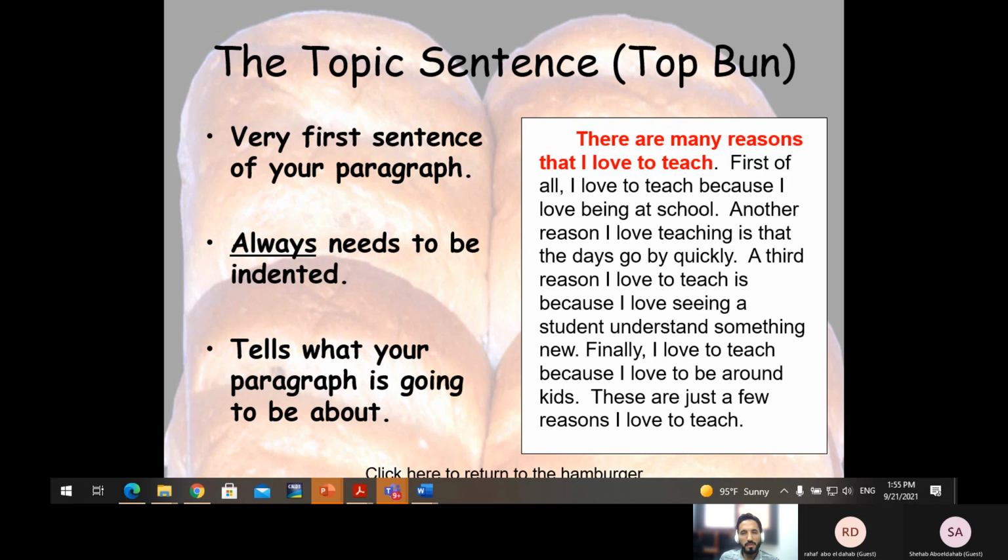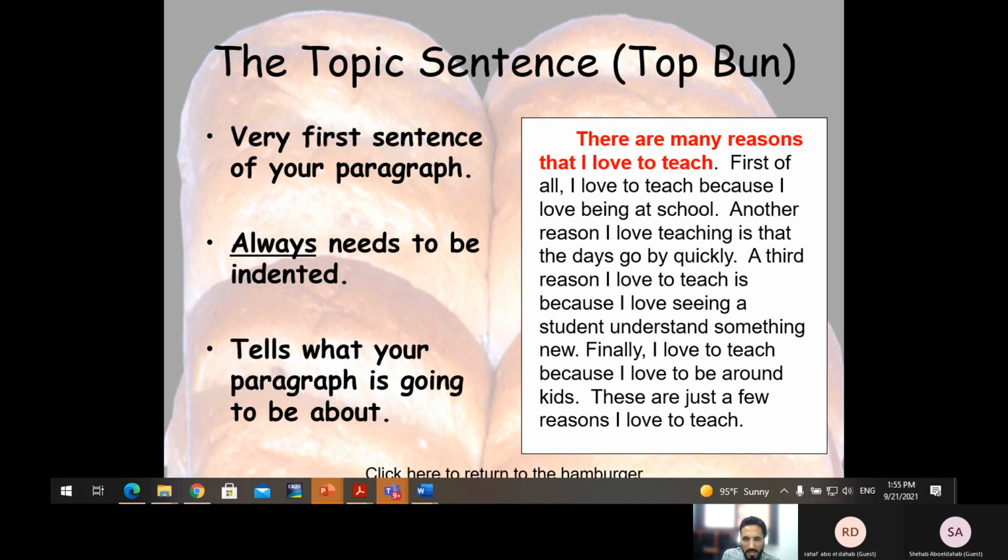So, Rahaf, can you identify the topic sentence? I think it's identified. What is the topic sentence here? The topic sentence is there are many reasons that I love to teach. As you see, the topic sentence summarizes the whole paragraph that needs to be explained. Okay, you have to write a sentence which needs to be explained.